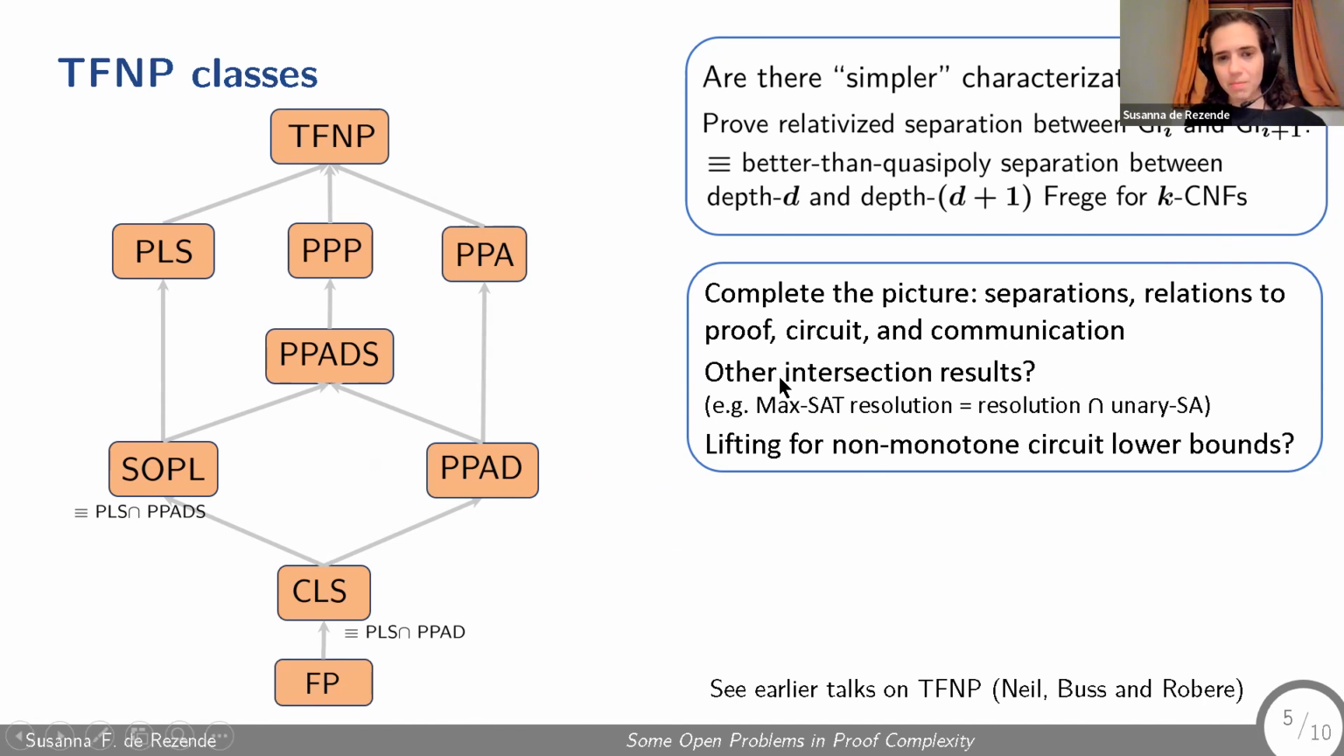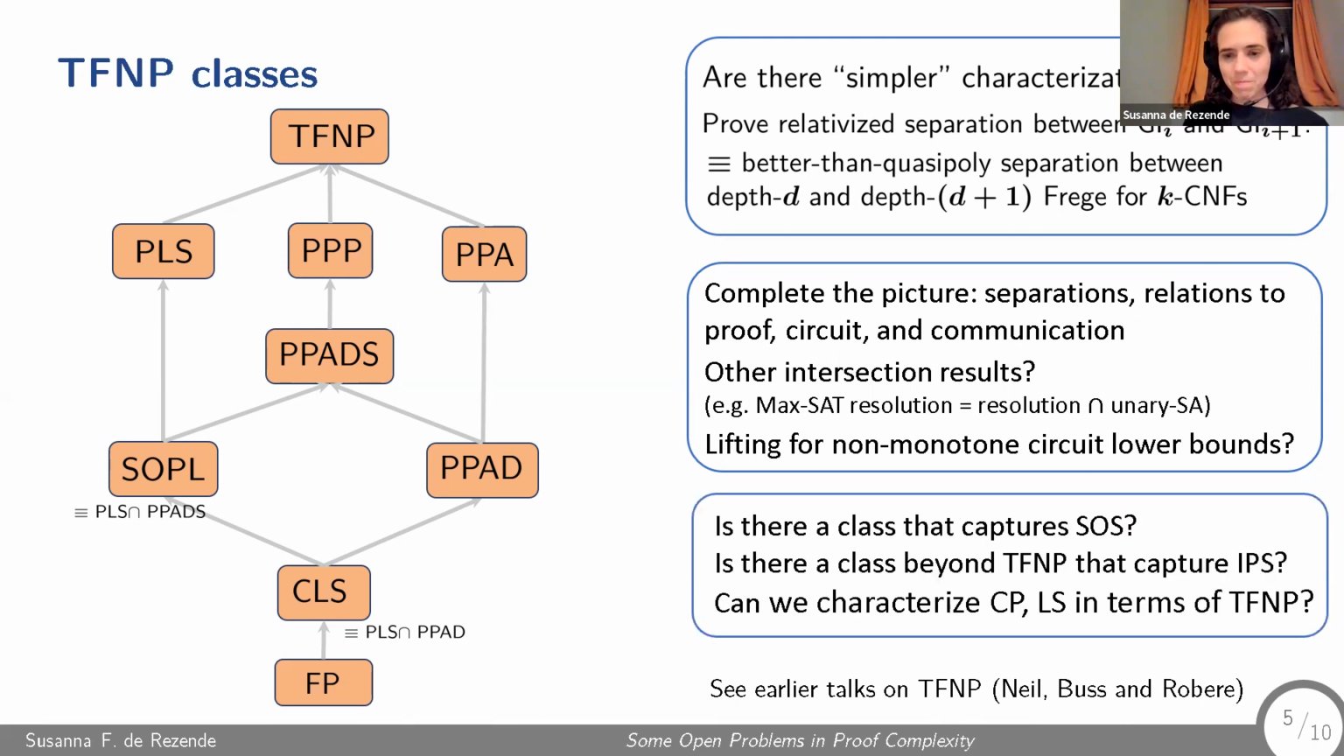And another question is, the relations between these proof complexity and circuit complexity results in one direction go through these lifting theorems, but the circuit lower bounds are for monotone. So can we use the same kind of lifting for some kind of non-monotone circuit lower bound?